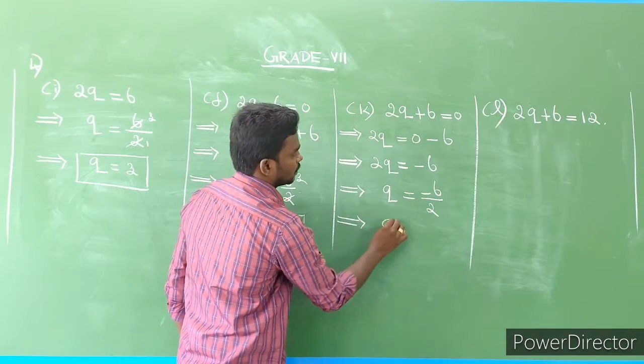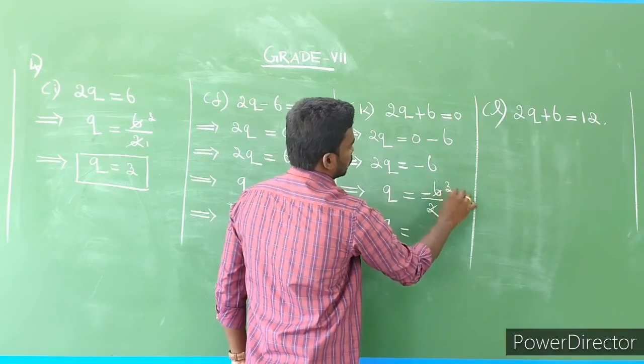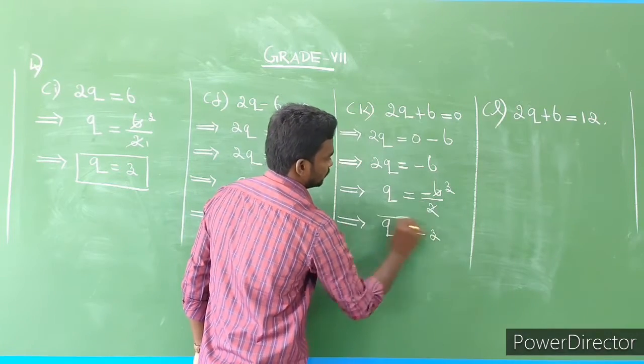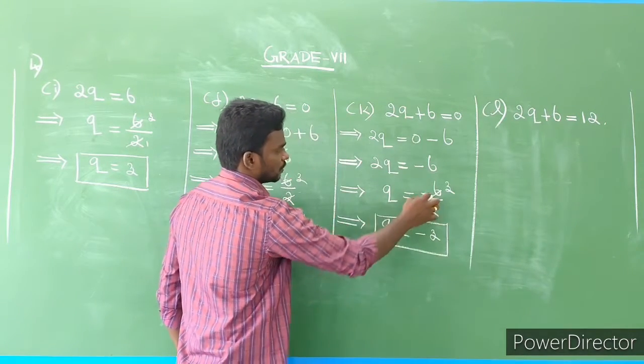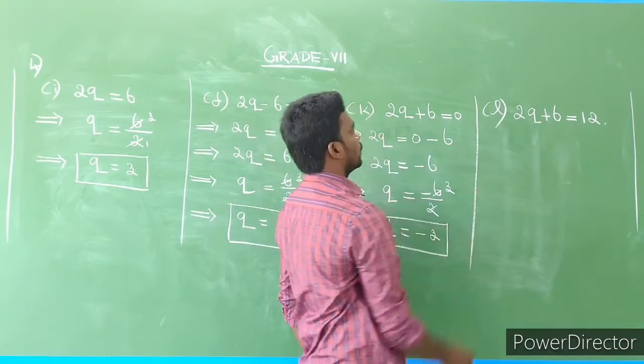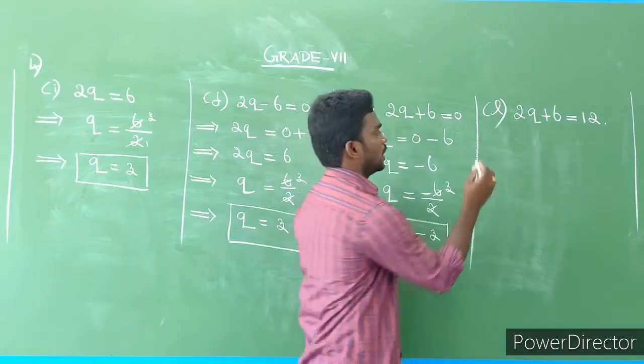Implies that q is equal to, what is the value here? 1 2s are 2, 3 2s are 6. So q is equal to minus 3. And next, L question. 2q plus 6 is equal to 12.